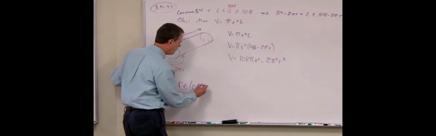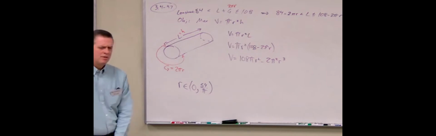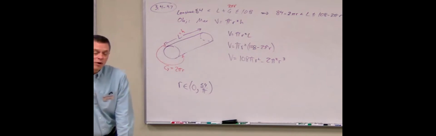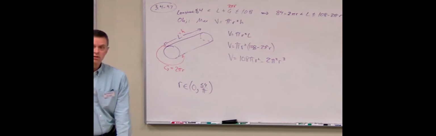So that would be 54 over pi. And again, if the length is 0, you're not really having a real cylinder, so I'll call it an open endpoint. So I have a domain of R values for this problem. And like Reza said, I need to find the critical points. How do you find critical points?